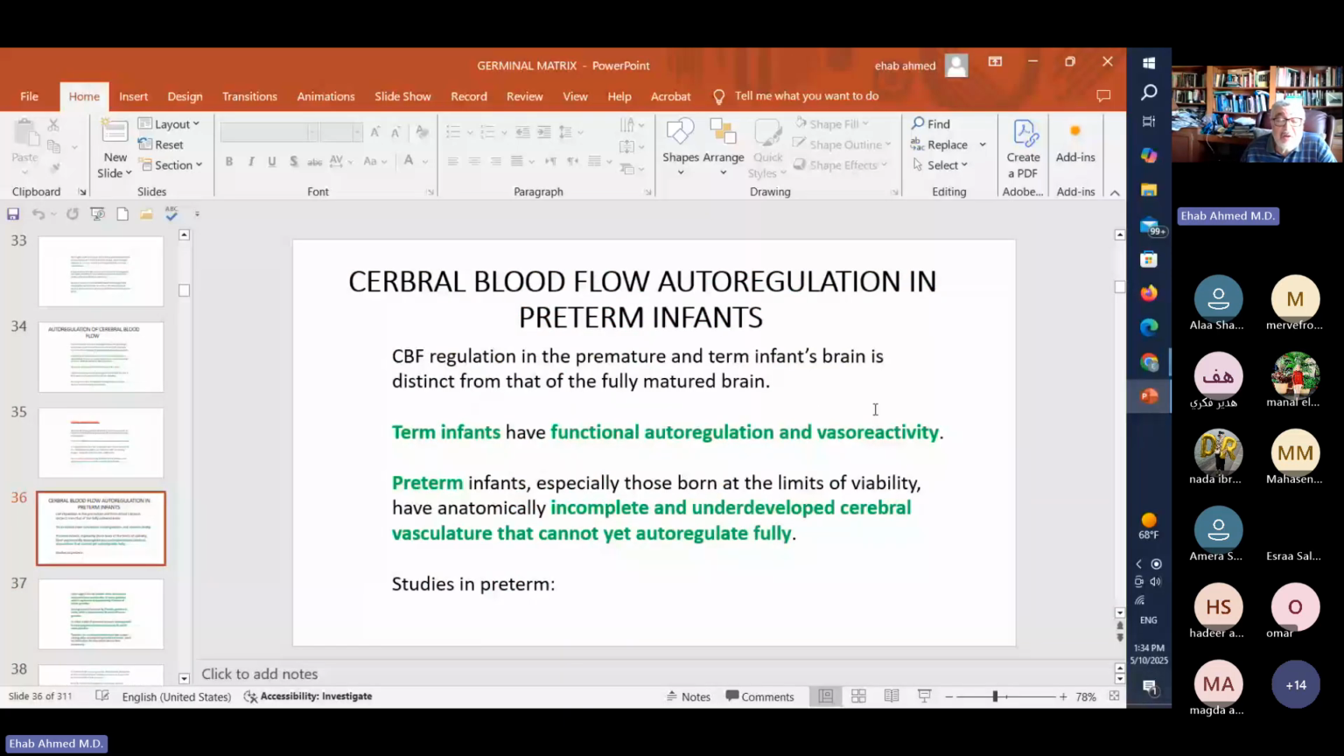So autoregulation in preterm babies is incomplete because of the underdeveloped cerebral vasculature, which cannot yet autoregulate completely. There might be some degree of autoregulation in some preterm babies, but this autoregulation could be hindered or affected by other factors like hypoxia, acidosis, and anemia, as we are going to see. Okay?